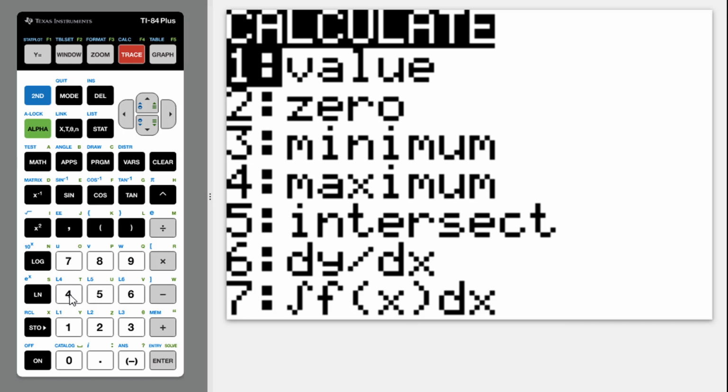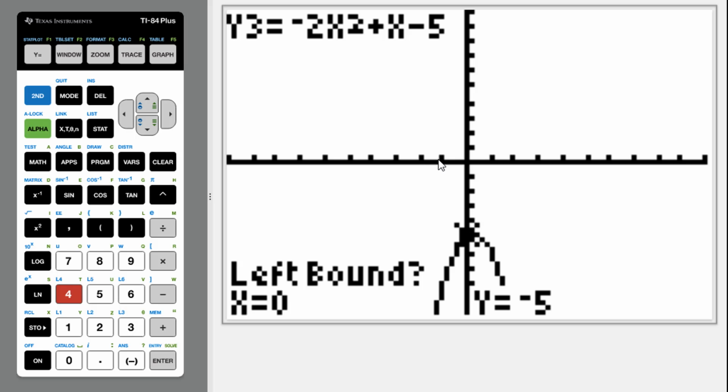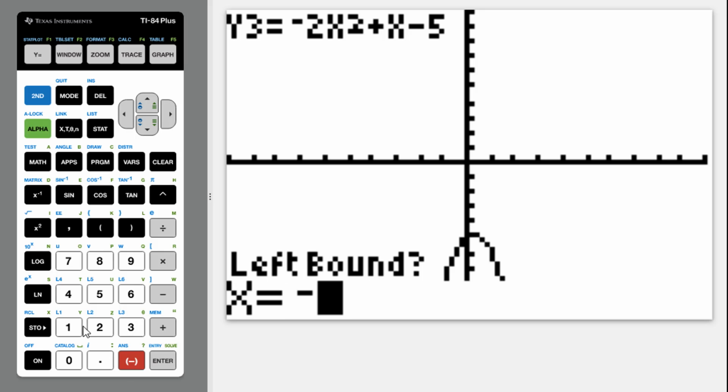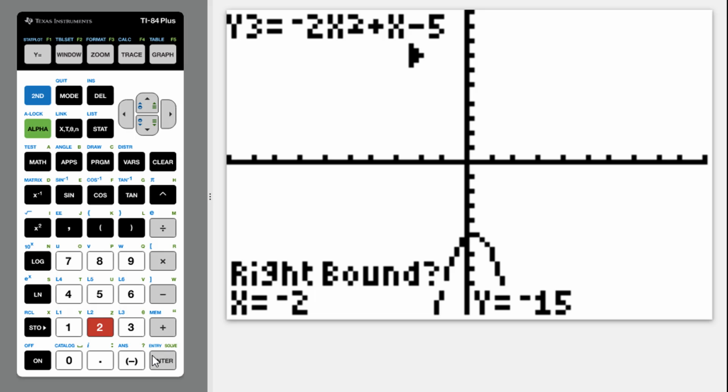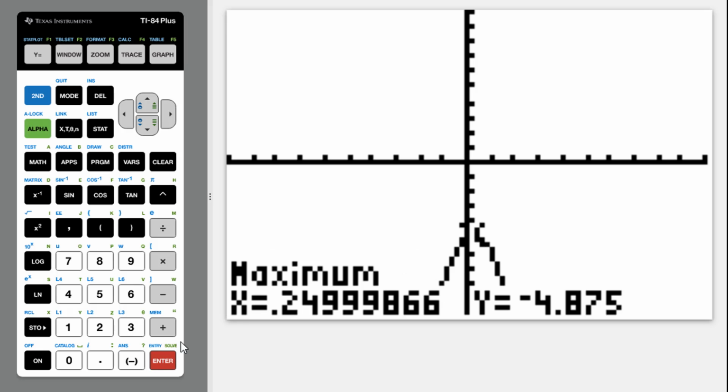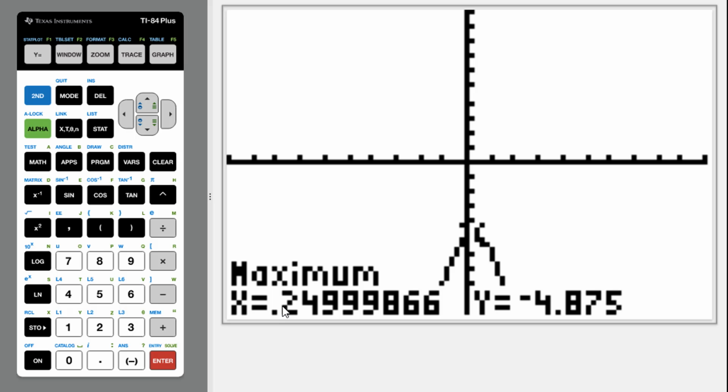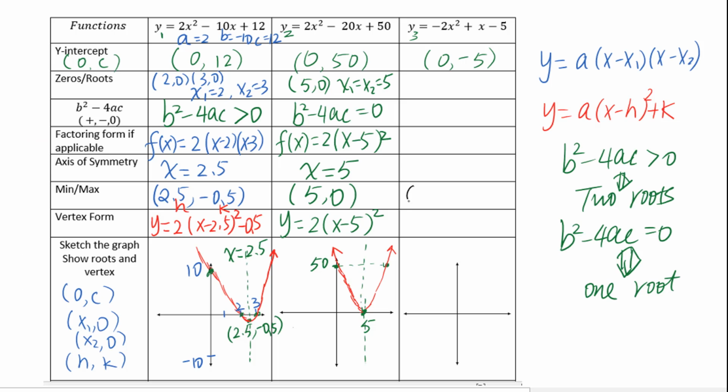Then go to second trace. Go to maximum point this time. Let's do, this is a 1, -1, -2. So left bound, we do -2. Right bound, let's do +2. Enter, enter. They give you 0.25 and -4.875 as a maximum point. So we get 0.25, -4.875 as a maximum point.